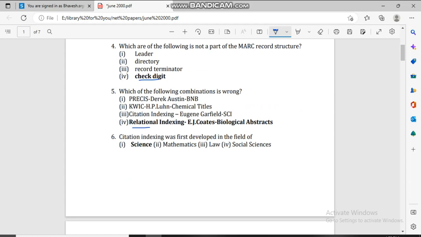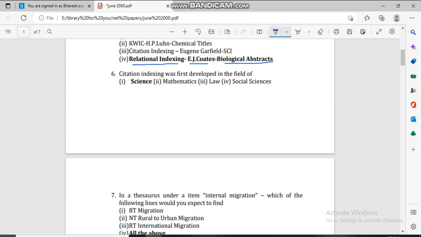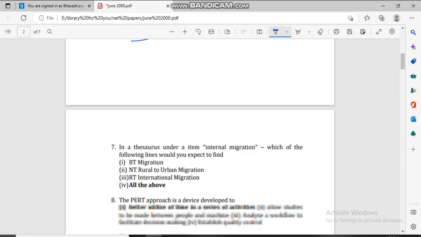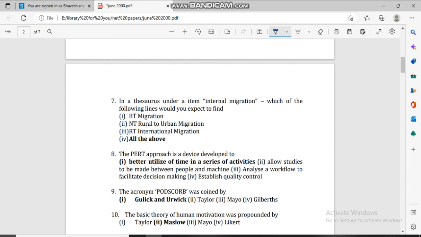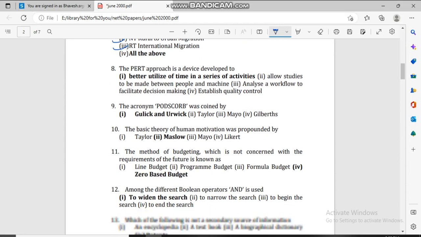That is relational indexing, EJ codes, biographical abstract. Citation indexing was first developed in the field of science. In a thesaurus under an item internal migration, which of the following lines would you expect to find? All of the above. That is BT migration, anti-rural to urban migration, RT international migration.